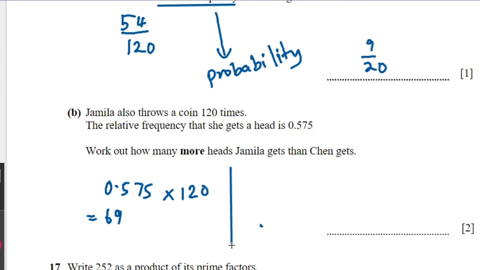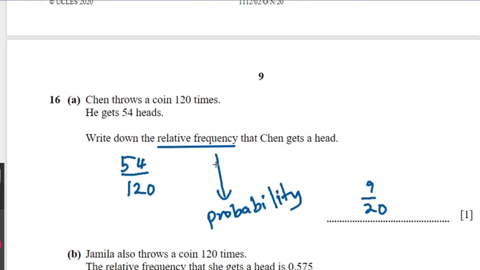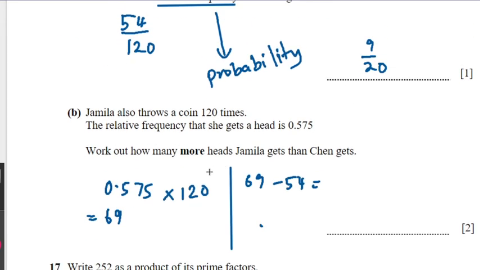Therefore, how many more heads? Then you have to answer the question, 69 minus 54. Maybe I write it like this, minus 54, because Chen got 54 heads, right? So you subtract, you should get 15. So the answer here is 15.